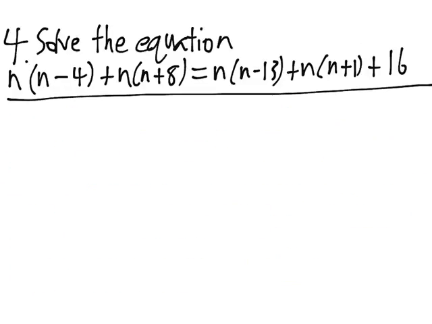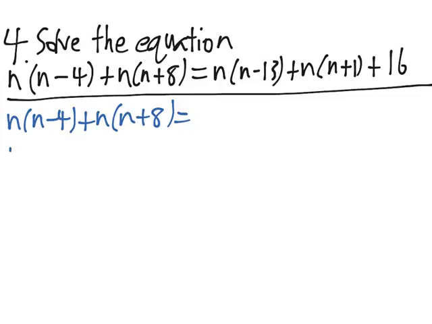Problem 4. Solve the equation n times n minus 4 plus n times n plus 8 equals n times n minus 13 plus n times n plus 1 plus 16. First, let's work with the left side of the equation. n times n minus 4 plus n times n plus 8. We can simplify using the distributive property.